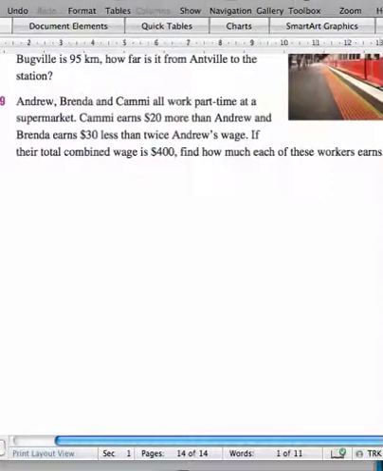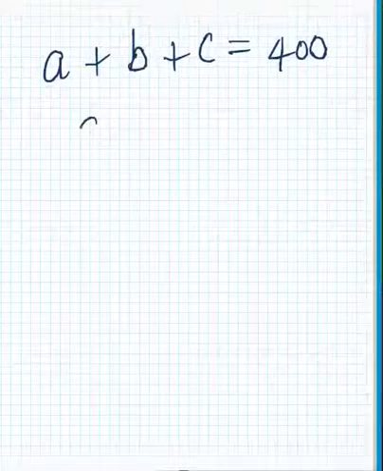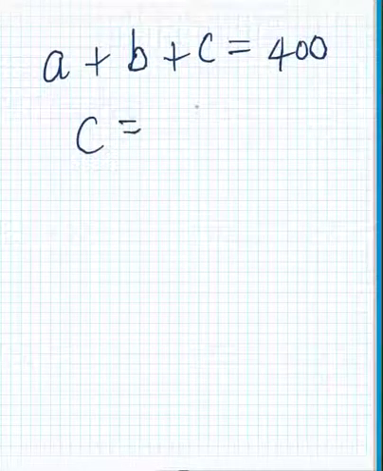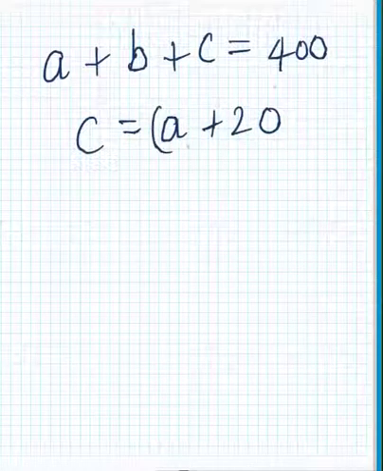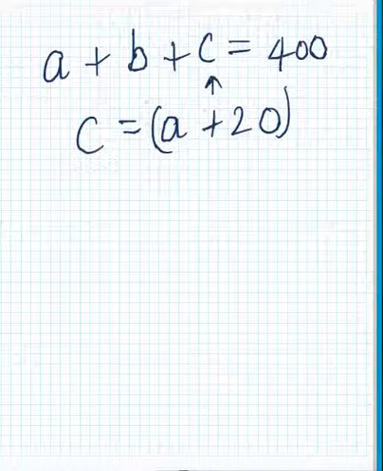Let's have a look. Cami earns $20 more than Andrew. There's an equation there. C for Cami earns $20 more than who? Andrew. So A comes first and plus $20 more than that. So we can replace C with A plus 20. But we still have two unknown variables.